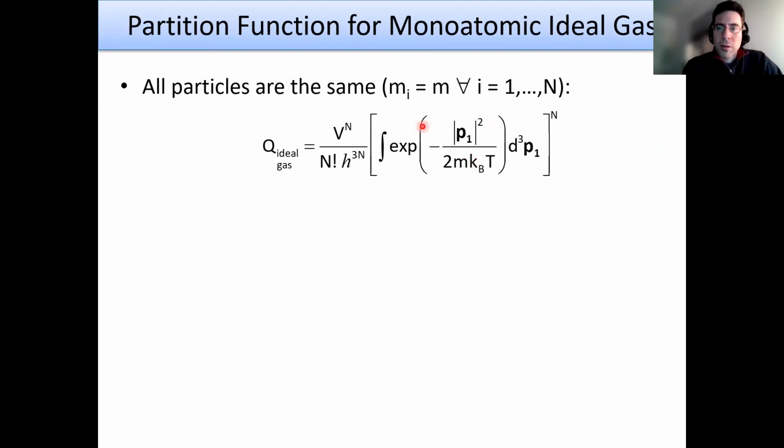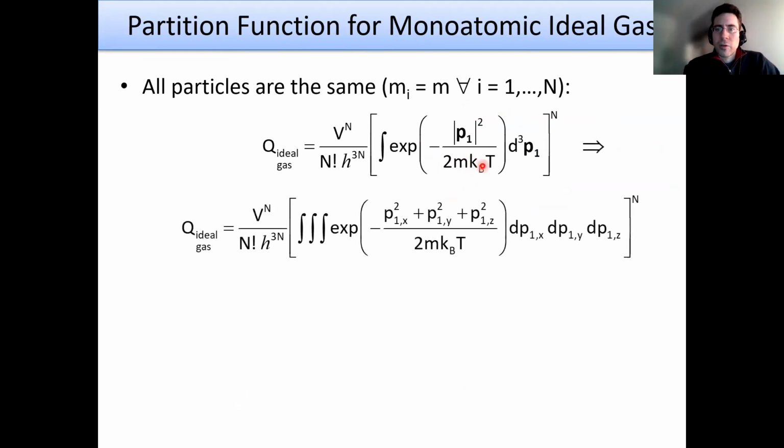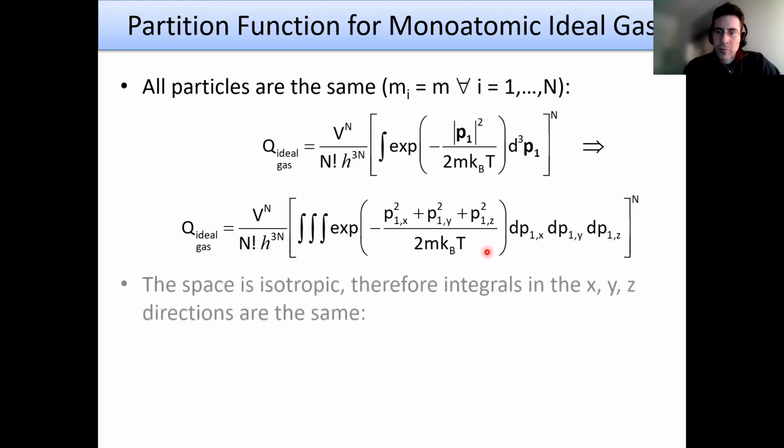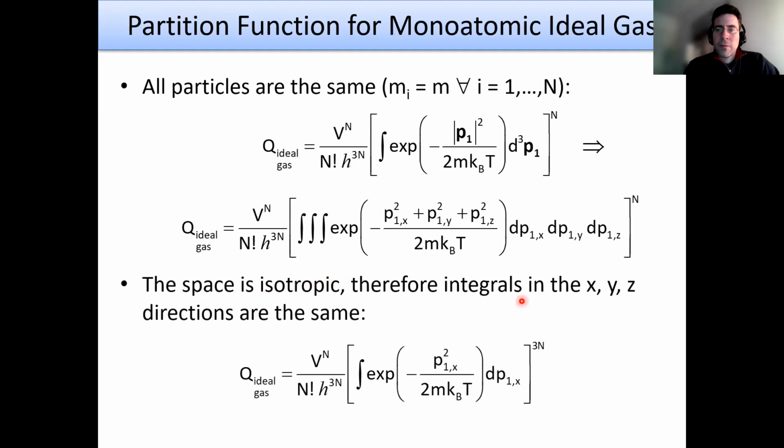Now, how are we going to calculate this integral? This is a Gaussian integral. So first of all, let's break this into the 3 dimensions. You see this d3p1 means p1x, p1y, p1z. This is what I'm doing here. And again, because the space is isotropic, these integrals in the x, y, z directions are all the same. So I'm going to have the same integral raised to the 3rd power times this n over there. I have effectively this integral raised to the 3n power.